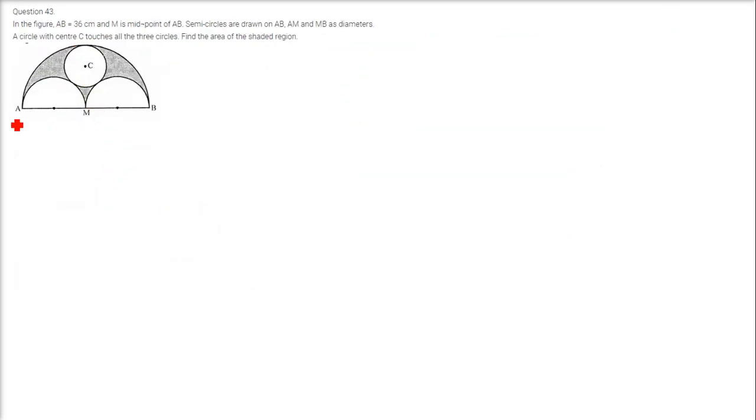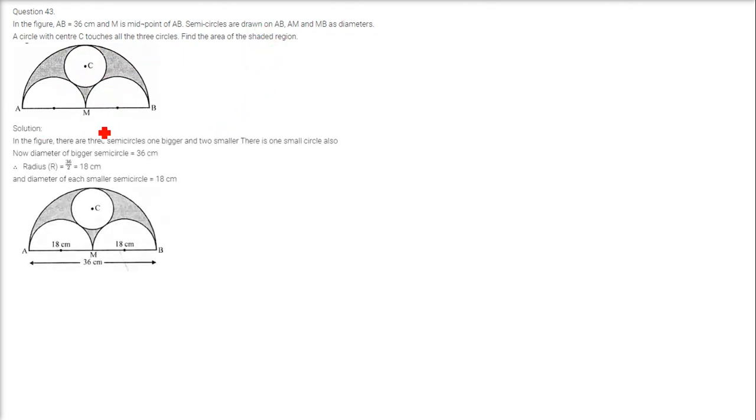In this figure, this AB is 36 centimeter, M is the midpoint of AB. Semicircles are drawn on AB, AM and MB. A circle with center C touches all the 3 circles. Find the area of the shaded region.